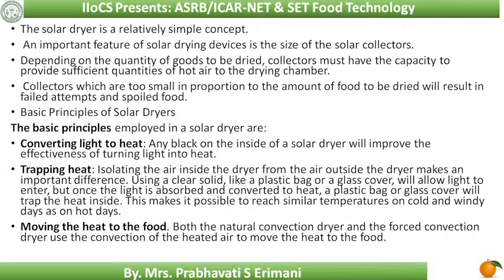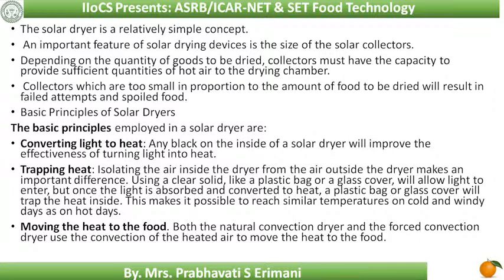So, the basic principle of a solar dryer is converting light to heat. Here, as we are not using direct sunlight, the basic principle is converting light to heat. Anything black on the inside of the solar dryer will improve the effectiveness of turning light into heat. We know that black will absorb heat, sun rays, very soon. So, trapping heat.